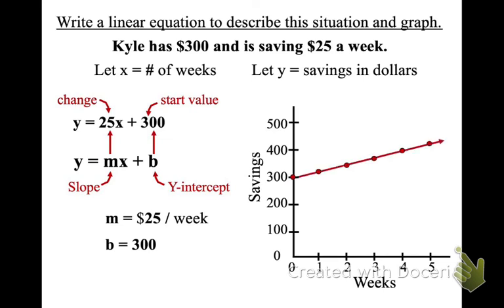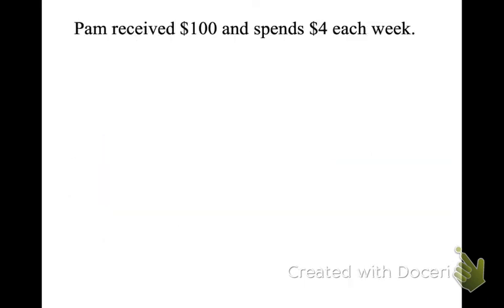Now notice it doesn't go through because money can't be negative. We're only using our first quadrant. Okay? So that's a real life situation. Pam received $100 and spends $4 per week. Try and write the equation.